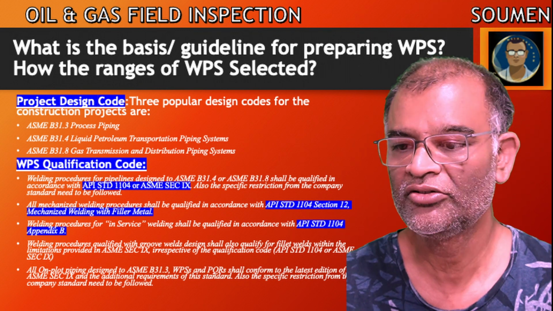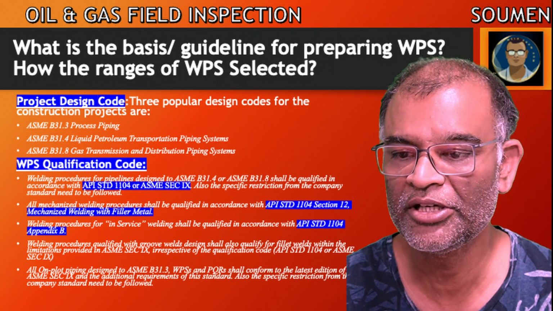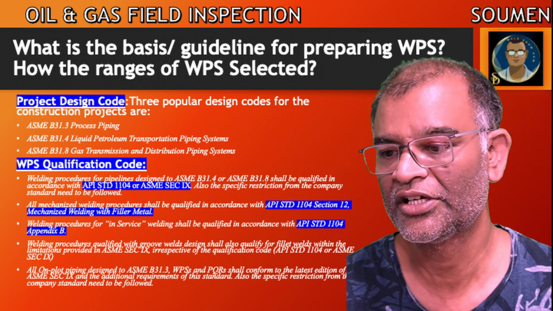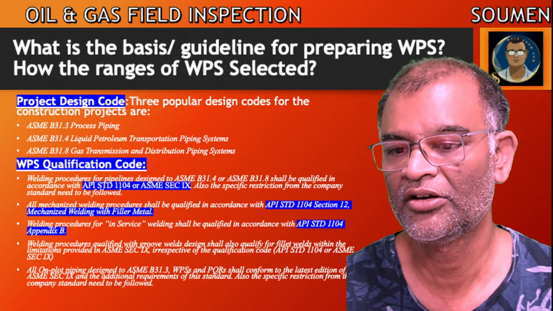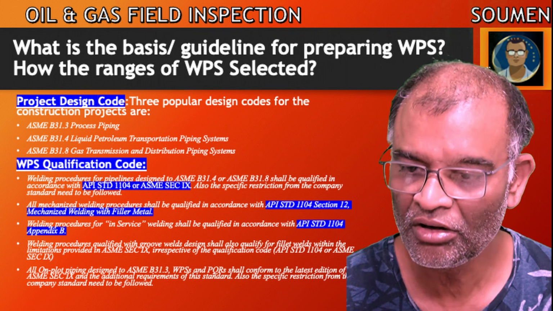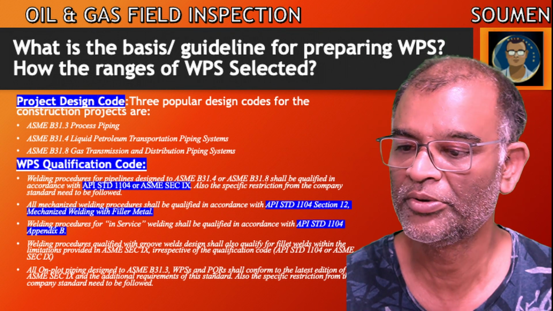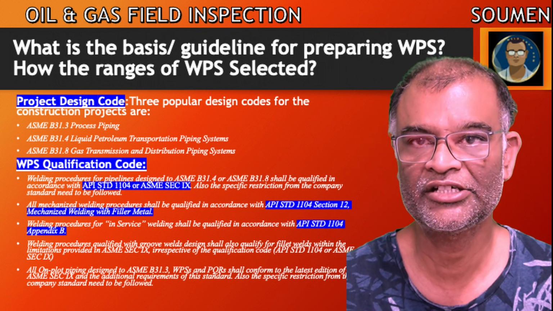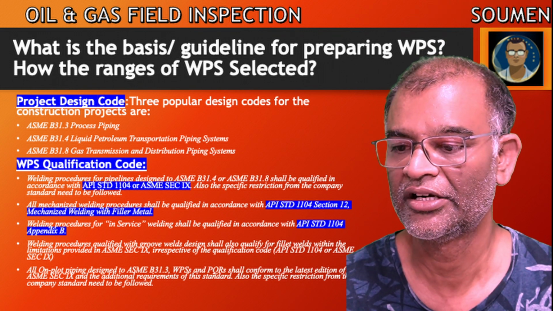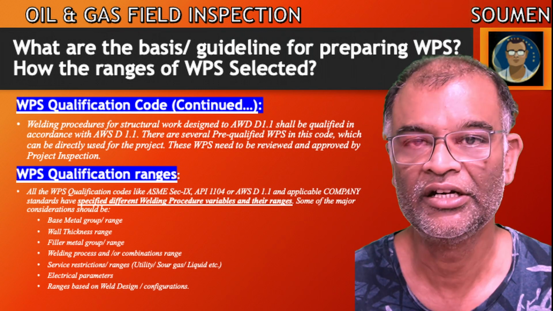Welding procedure qualified with groove welds design shall also qualify for the fillet welds within the limitations provided in ASME section 9, irrespective of the qualification code, API standard 1104 or ASME section 9, used for the qualification. All on-plot piping designed to ASME B31.3, WPS and PQR shall conform to the latest edition of ASME section 9 and the additional requirement of this standard. Also, the specific restrictions from the company standard need to be followed.